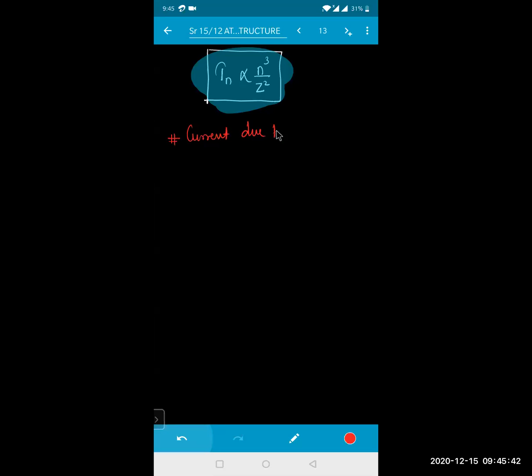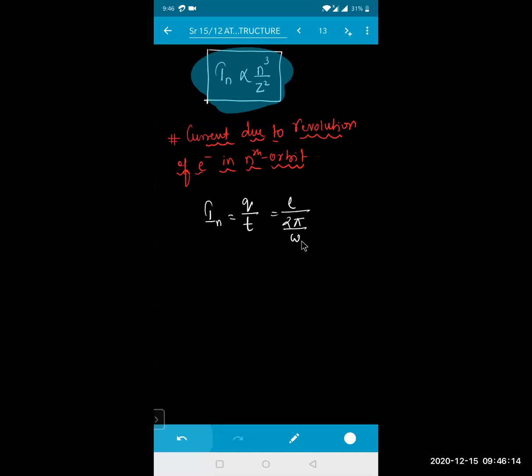Current due to revolution of electron. When the electron revolves in a circular orbit, current is being produced, of your electron in nth orbit, in your nth Bohr's orbit. So we are talking about current due to revolution of electron in nth orbit. How do you calculate the current, what is the formula? Current formula in nth orbit: In is equal to q by t, charge divided by time. So it is E divided by 2 pi into angular frequency omega n. And this will become E omega n divided by 2 pi. Or else this one can be written as E into frequency.